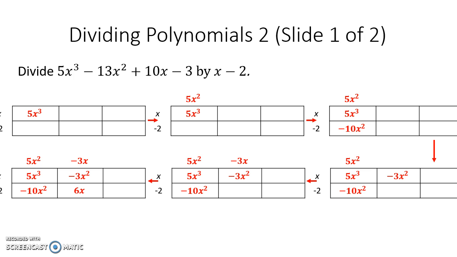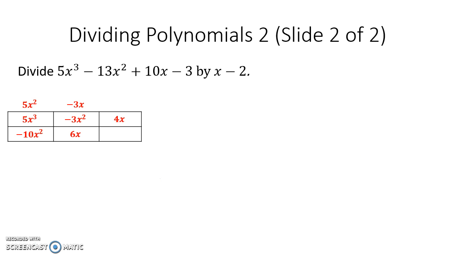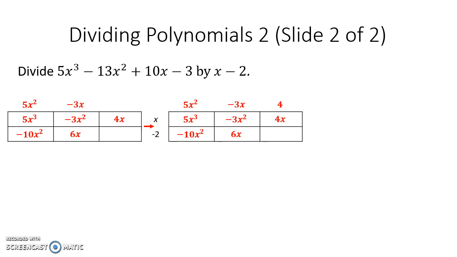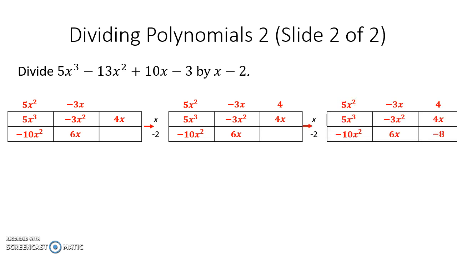Now we can move on to our x's. We have 6x, we want 10x, so we need 4 more x's. So we're going to have a 4x in the top right box. Now x times what gives us 4x? Should be 4. Now once we know that, we can multiply down and get negative 8. So again, you can see we're going to have a remainder here because we have a negative 8, but we need a negative 3. So always double check though.